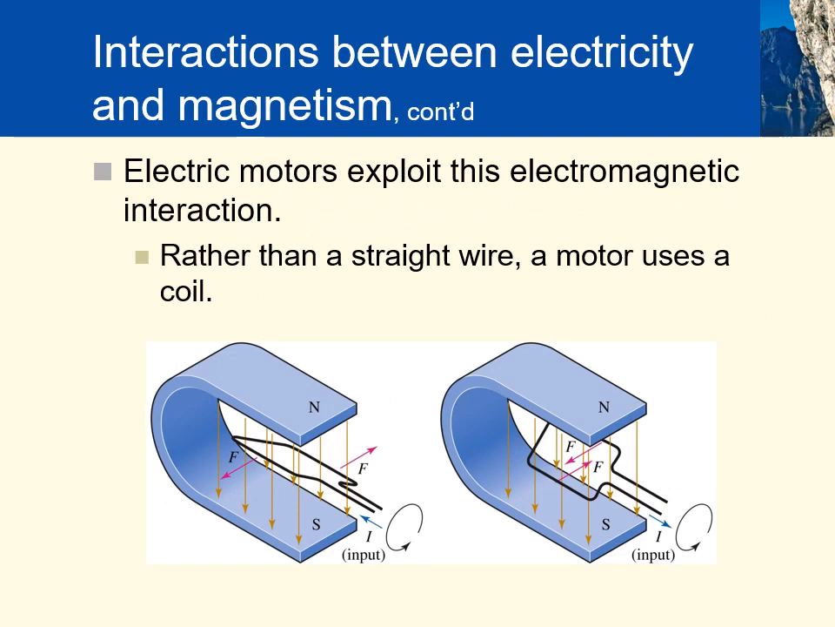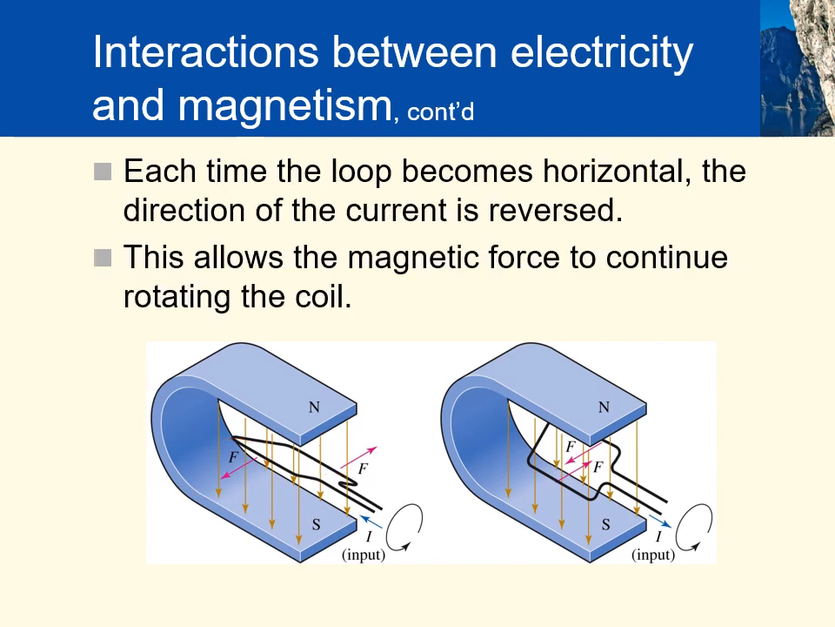The electric motor is an example which exploits the electromagnetic interaction. Here in this graph we have a magnetic field. Suppose we place a coil inside the magnetic field. Once the current passes through this coil, this side will experience a force, and the other side will experience the same force but in the opposite direction. Since the two forces are not in line, this coil will start to rotate.